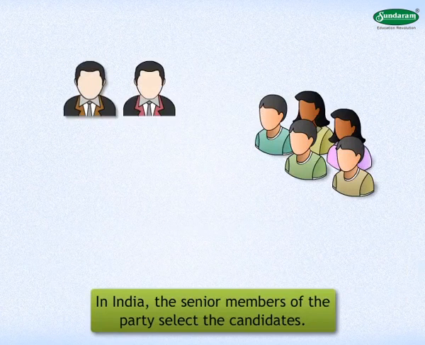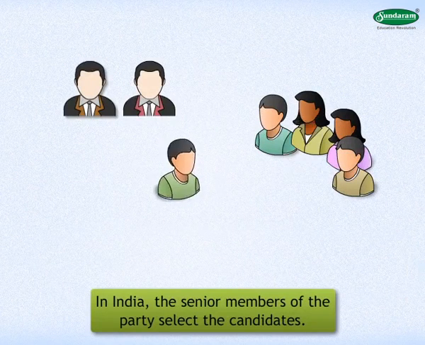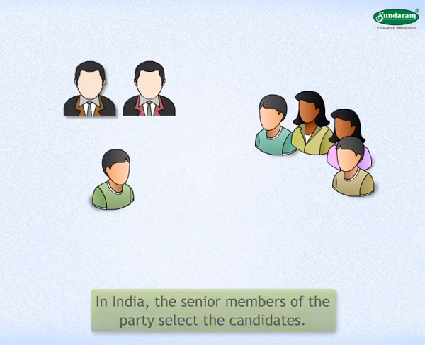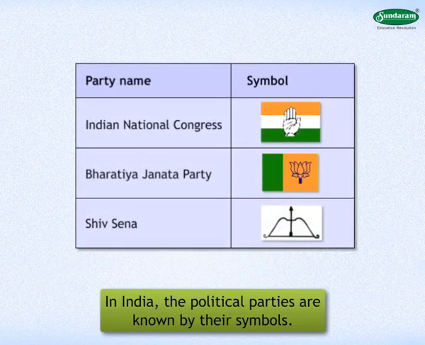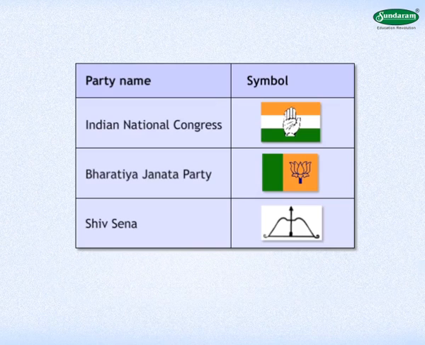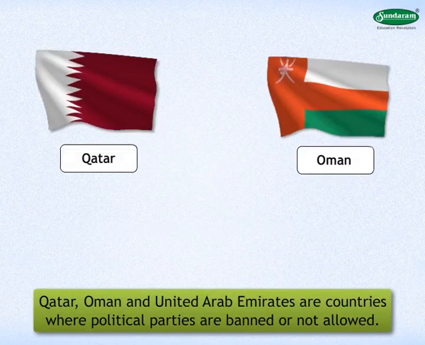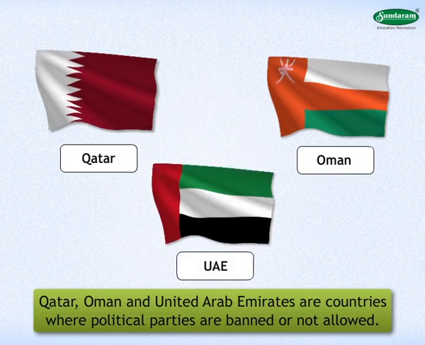In India, the senior members of the party select the candidates. The candidate gets the ticket, that is, candidature from the party. In India, the political parties are known by their symbols. There are few countries where there are no political parties. For example, Qatar, Oman, and United Arab Emirates are countries where political parties are banned or not allowed.